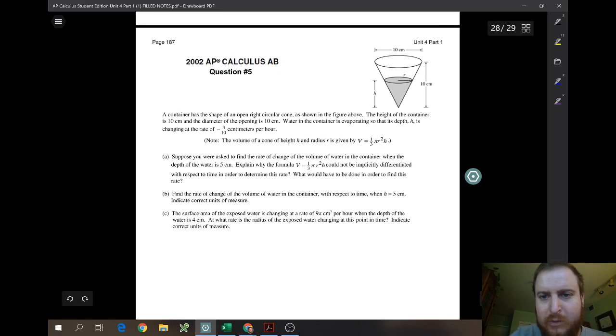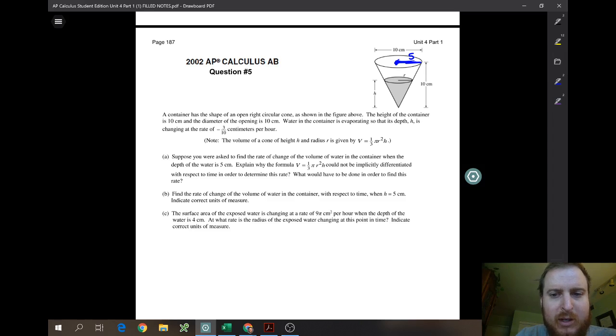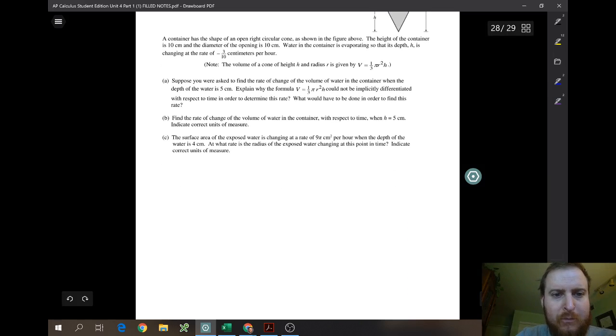Now immediately we want to kind of get rid of that diameter being 10 and change it to the radius being 5. Okay, all cone questions we want to have radius, not diameter. Same thing with cylinders. So that's something I'm going to just immediately do myself. Then water in the container is evaporating so that the depth h is changing at the rate of -0.3 centimeters per hour, and then they gave us the formula for the volume.